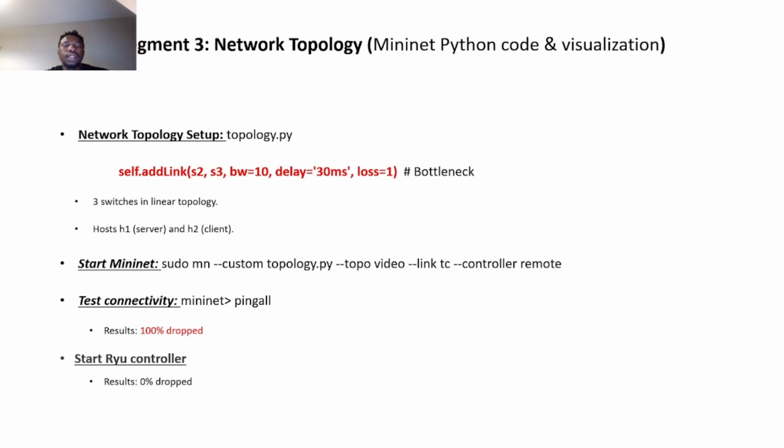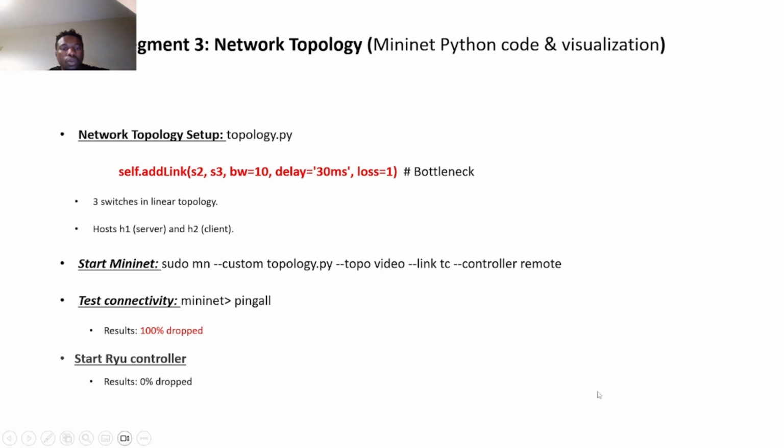Here, we created a simple but effective three-switch linear topology using the Mininet Python API. The key components are three switches connected in series, host 1 as our video server, and host 2 as the client device. The most important part is the bottleneck link we intentionally created between the switches S2 and S3. We configured it with just 10 Mbps bandwidth, 30 milliseconds of delay, and 1% packet loss. This simulates real-world network congestion.